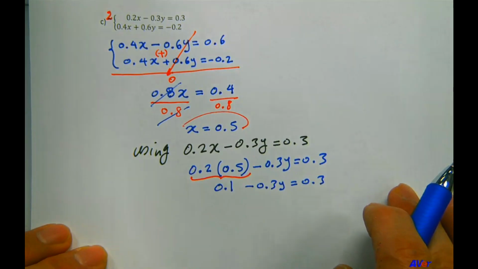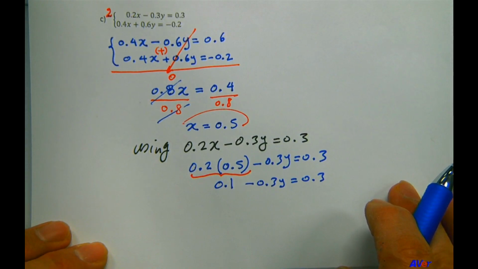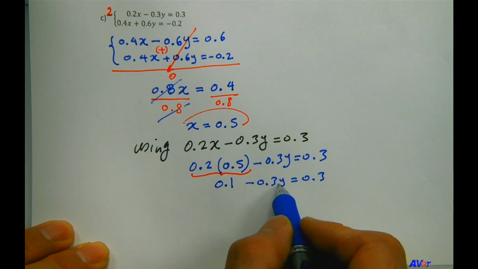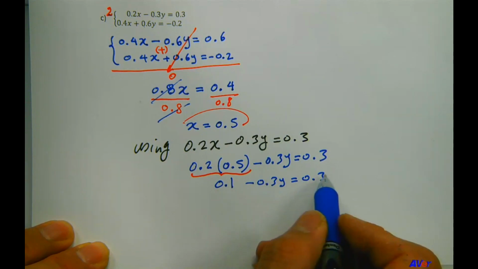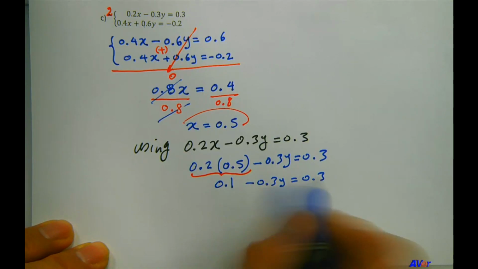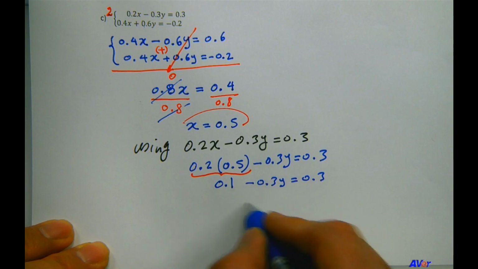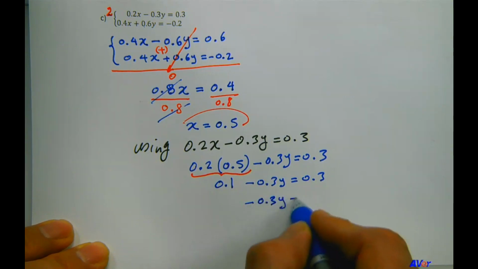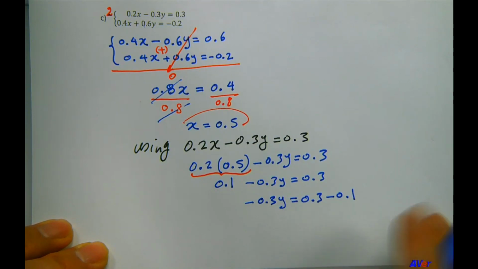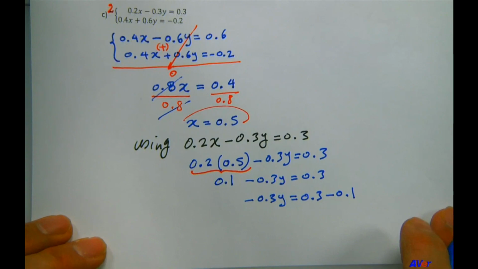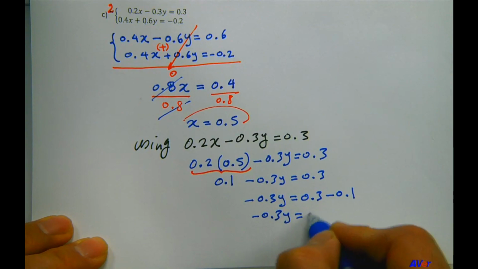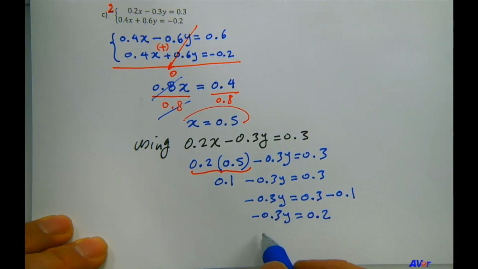Okay, so let's keep the variable term on one side and all the constants on the other side. I'm going to move this positive 0.1 to the right-hand side. When I do, this becomes negative 0.1. So minus 0.3y equals 0.3 minus 0.1. Okay, so we end up with minus 0.3y equals 0.2, right?